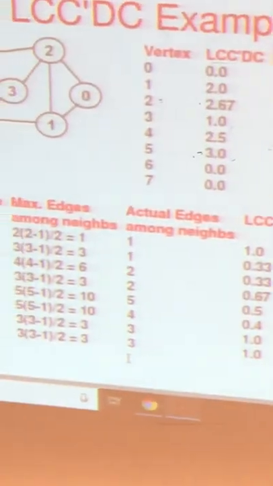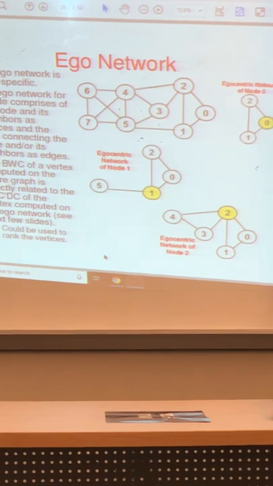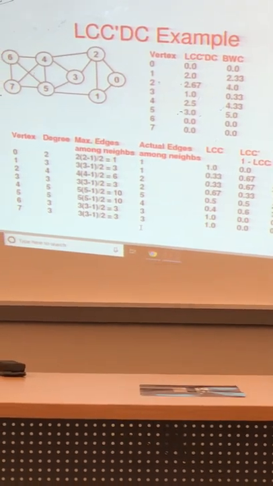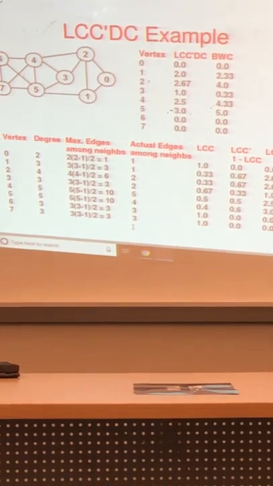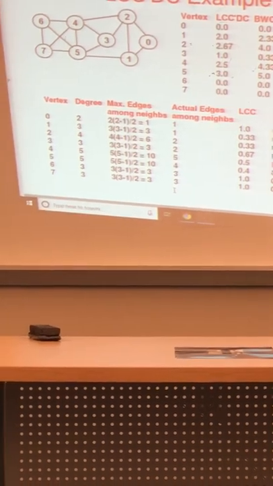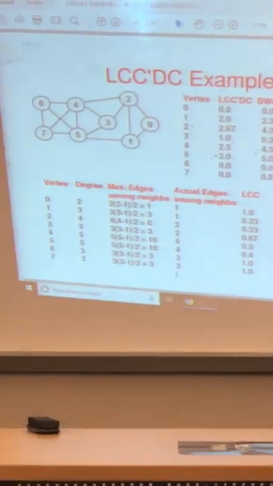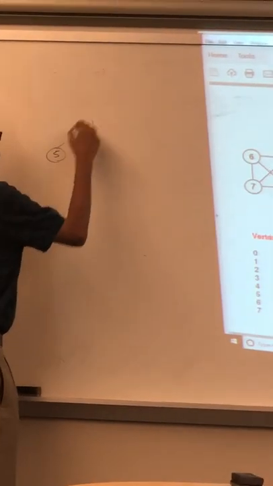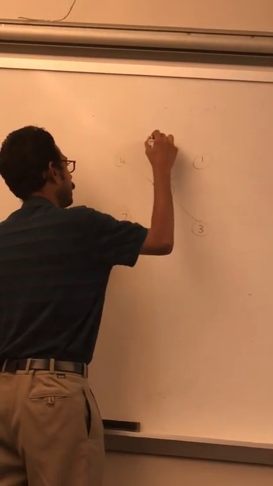So how to compute the local clustering coefficient? First of all, what is the local clustering coefficient? We saw this in the first module. Given a graph, we want to compute the local clustering coefficient of every vertex in the graph. By definition, the local clustering coefficient of a vertex is the probability that any two neighbors of the vertex are connected. So let us pick a vertex, say vertex 5. How many neighbors does vertex 5 have? 5 neighbors: 1, 3, 7, 4, and 6.